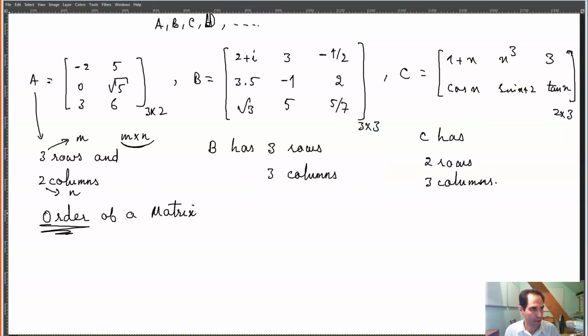And what that means is that here you have 3 rows and 2 columns. Here you have 3 rows and 3 columns. And here you have 2 rows and 3 columns, right? So it's basically that simple, but then there are all kinds of notation that are used for referring to the order of a matrix in general.